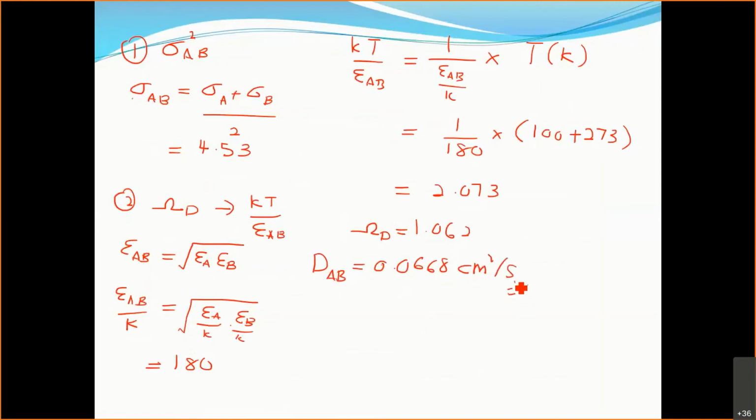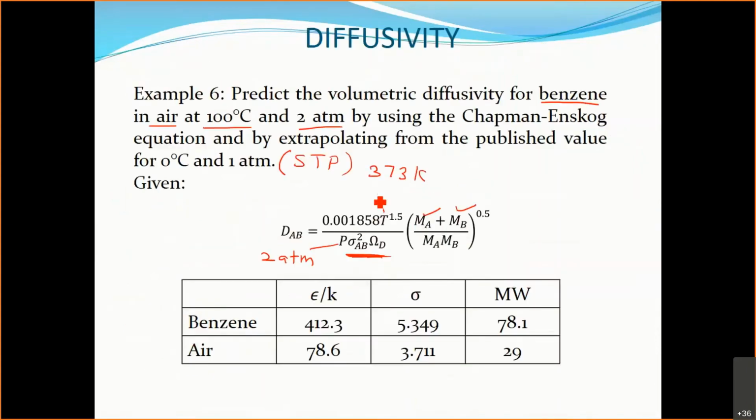So this is your final answer for the diffusion coefficient for benzene in air at 100 degrees Celsius and 2 atm. That is the first part of the question: find the value using the equation. Now we want to find the value based on the extrapolation from the table in the appendix.